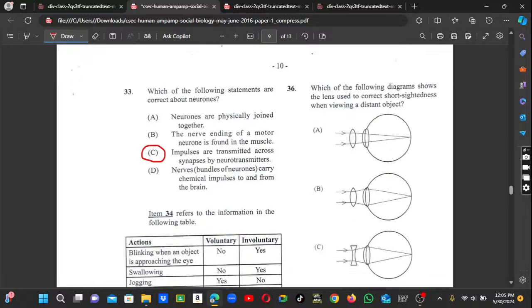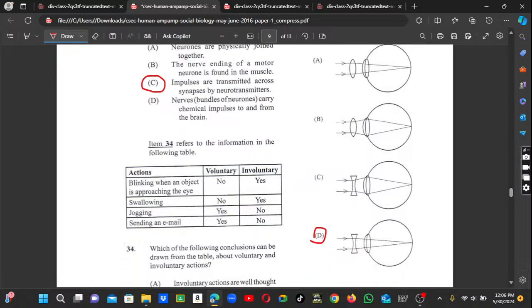Number 33 now. It says, which of the following statements are correct about neurons? So for the correct statement about neurons, impulses are transmitted across the synapses by the neurotransmitter. Sorry, what I'm saying though, the neurotransmitter. All right, so the answer for number 33 would be C. All right, good.